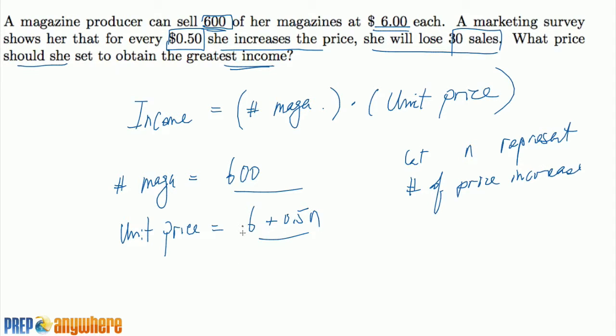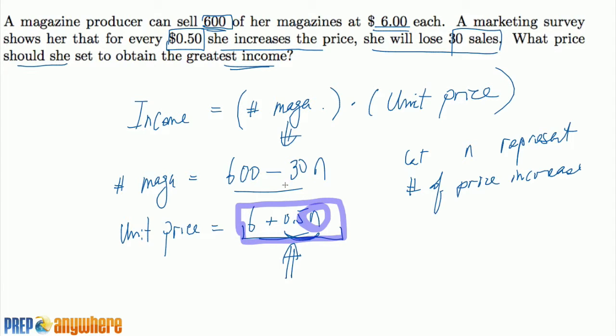Does this formula make sense? 6 plus 0.5n, where n represents how many times she increased the price by 50 cents. So this is the algebraic expression of her new price. We're trying to find out what n is. But every time there's a plus n, there's going to be a decrease in the number of sales, and it's 30. So the number of magazines sold will decrease by 30n. Does that make sense?